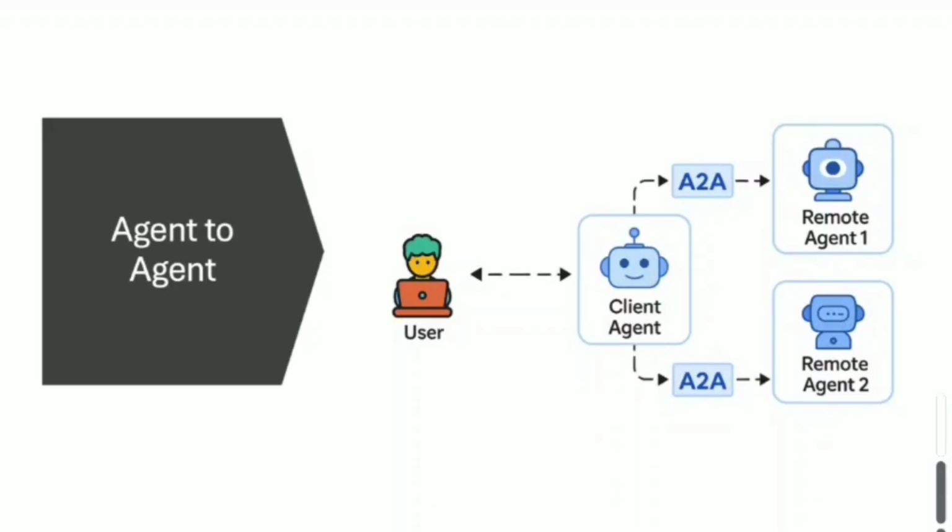Now, here I've shown agent to agent. So now one agent is able to talk to other agents, tools, and context, and then accomplish a job. These are now becoming possible.